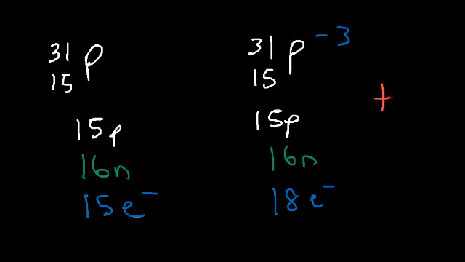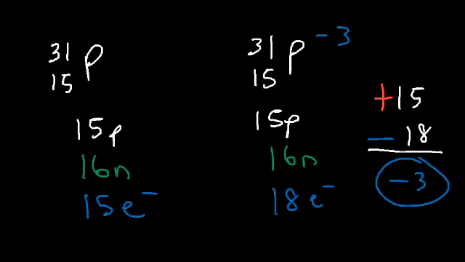So we have 15 protons, which has a charge of 15, and 18 electrons, which has a net charge of negative 18. 15 minus 18 gives you a net charge of negative 3. So whenever you have a positively charged ion, it tells you that the ion has more protons than electrons. If you have a negatively charged ion, that ion has more electrons than protons.